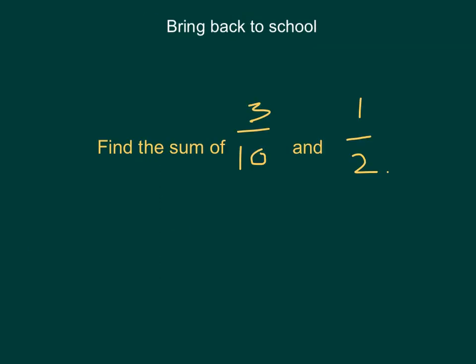Now your bring back to school problem is that you need to find the sum of 3/10 and 1/2. I know that this seems like a lot of work and it might seem overwhelming at first, but it's really not. If we think back, we already know 2 of the steps: the least common multiple and adding and subtracting. All that we learned here was how to create like denominators, so we tied it all together.